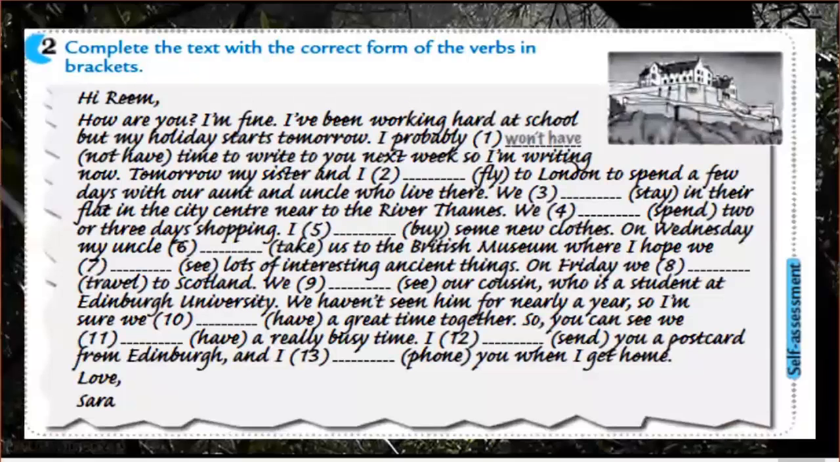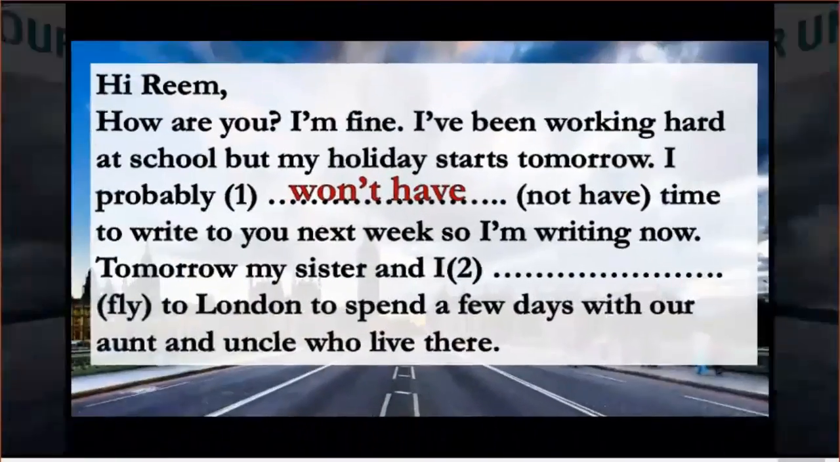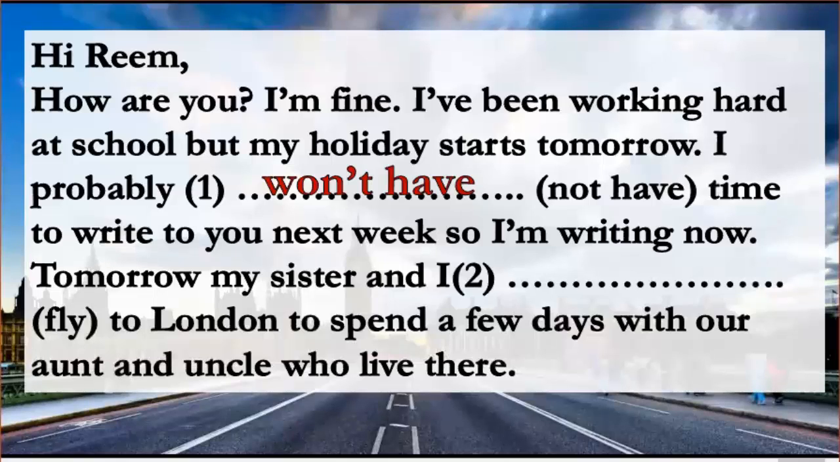Now, with the next exercise, number 2, we want to complete the text with the correct form of the verbs in brackets. Correct the verbs in brackets and put them in the correct future forms. Let's start. Here we are going to see the first one. Hi, Reem. How are you? I am fine. I've been working hard at school, but my holiday starts tomorrow. I probably will, or won't, have.